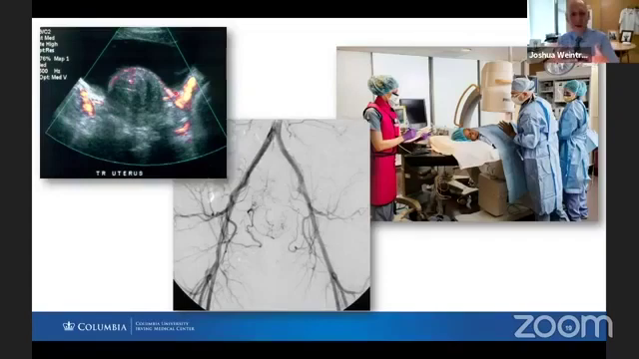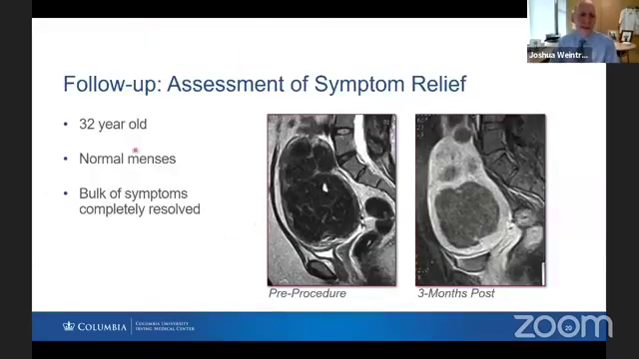It was so large. And so we were able to trace down through her wrist. Here she is resting on the table, awake, comfortable, down through her wrist to these blood vessels here that supply the fibroid. And here you can see the fibroid, the vascularity of that fibroid. We put those little particles in, and just 3 months later, she was having normal menses. She'd gone from very heavy periods. Her bulk-related symptoms had completely resolved.